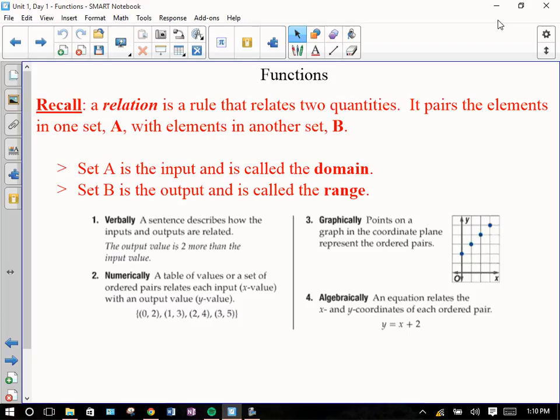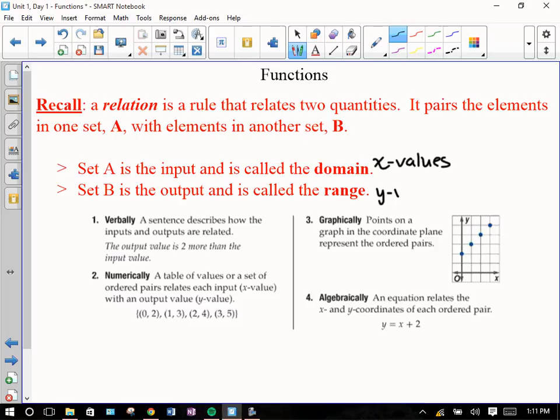That's something you want to make sure you know. The domain is your x values. The range is your y values. So x values and y values. That's how it works. If you look at these pairs of numbers down here, they are 0, 2; 1, 3; 2, 4; 3, 5. Our input are the x values, 0, 1, 2, and 3. Our output, or our range, is 2, 3, 4, 5, because they're the y values.